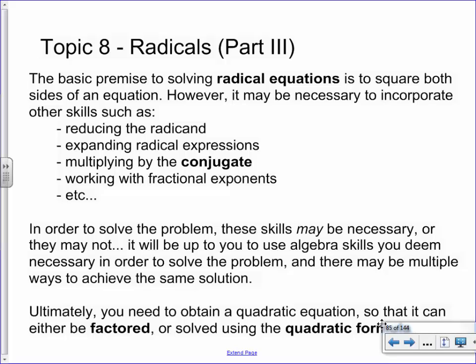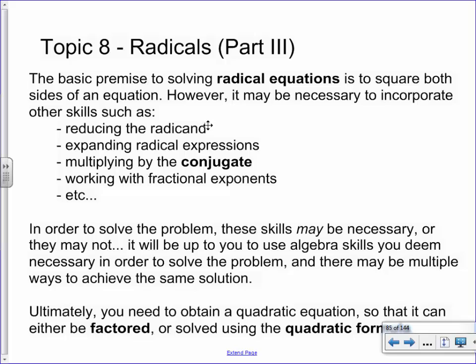But I mean, I make it sound so easy, right? Like, oh yeah, just square both sides. But the skills are being able to work around that. How do you get to the point before you square both sides? What do you do after you square both sides? Does that make sense? So here are a list of things that could be necessary. It may be necessary to incorporate some of these skills. It may not, but here's some examples.